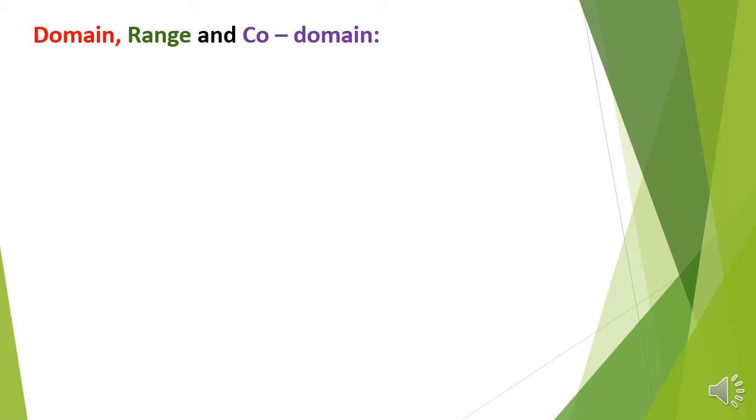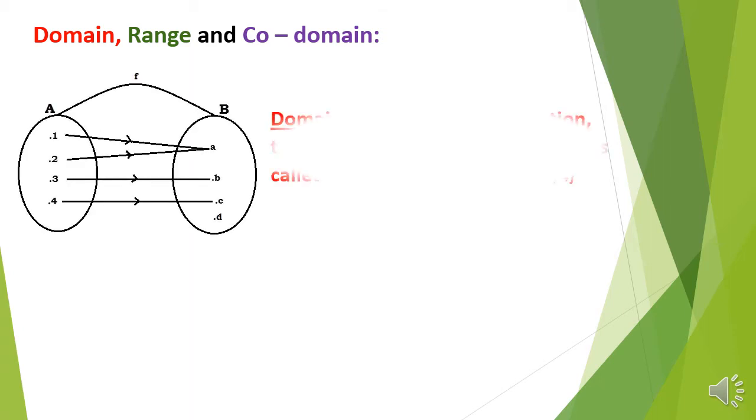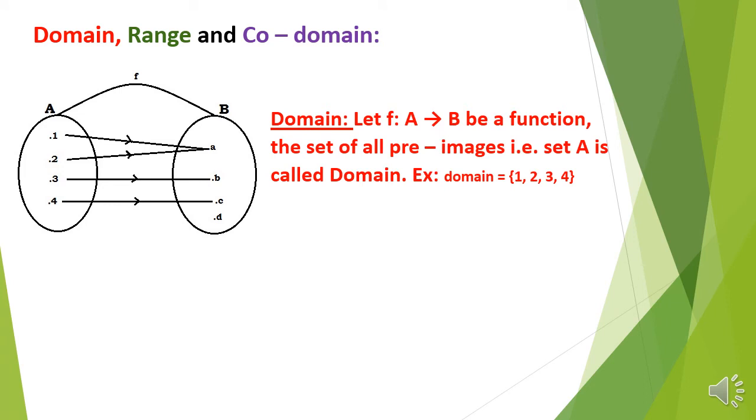Among the 5 terms, we have already studied 2: image and pre-image. We need the concept of image and pre-image to understand domain and range. Now the same mapping diagram you can see. Now domain, what is domain? All the pre-images which you can see, 1 2 3 4, are the domain. Now domain is a set of pre-images, in simple language.